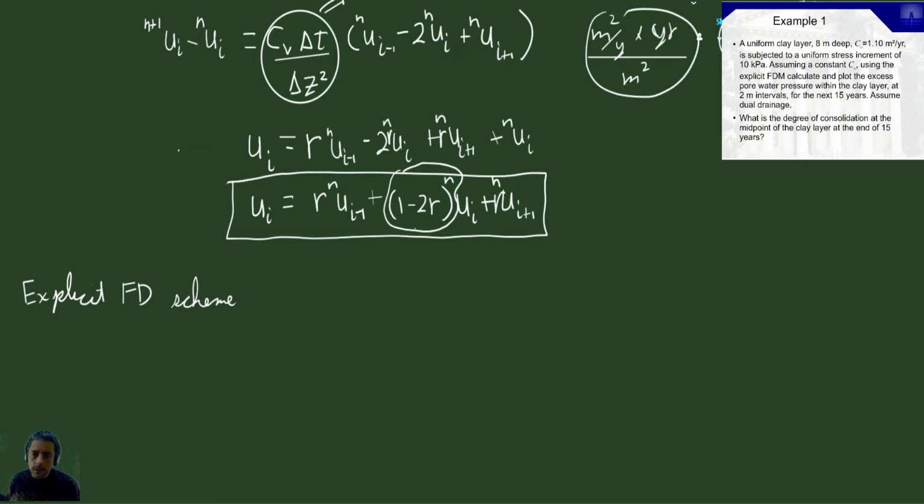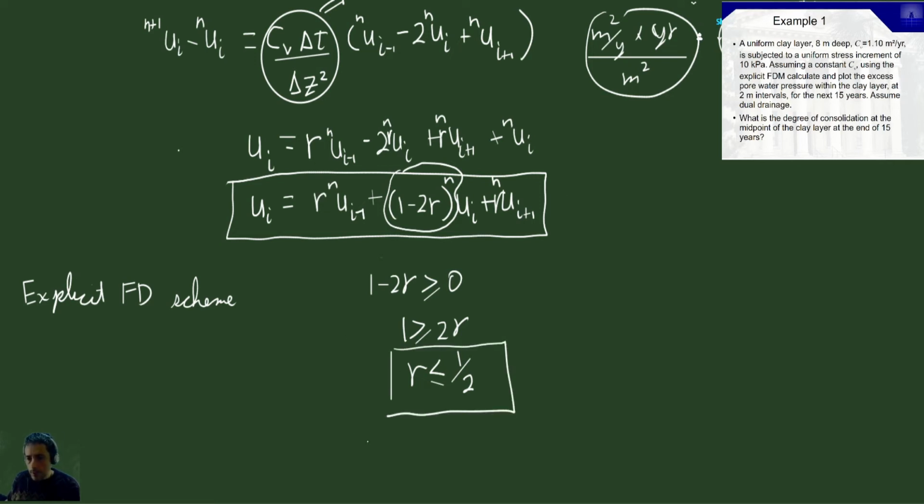We typically want R to be less than 0.5, because what we want is this term, 1 minus 2R, to be larger or equal to 0. For that to be the case, 1 must be larger or equal to 2R, and so R must be smaller or equal to 1/2. That is a rule that we need to apply if we want a stable result from an explicit finite difference scheme.